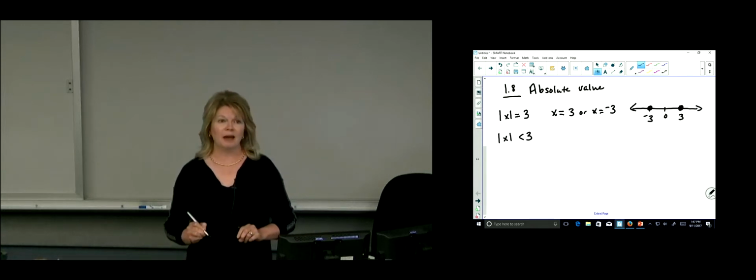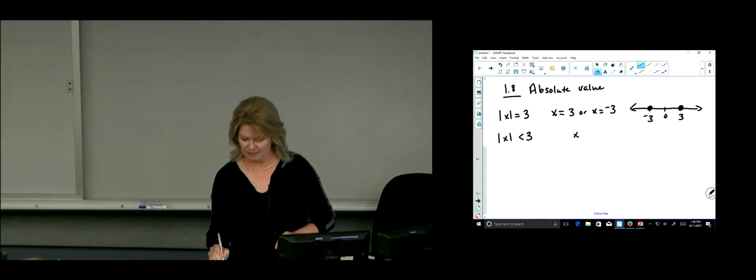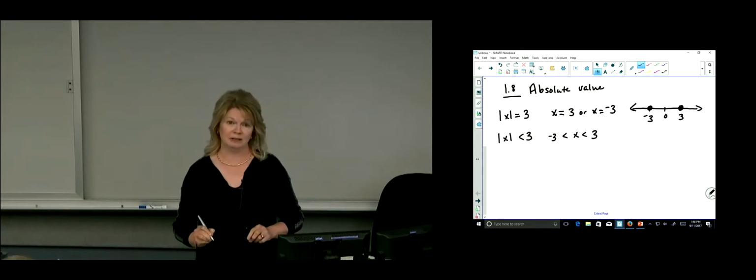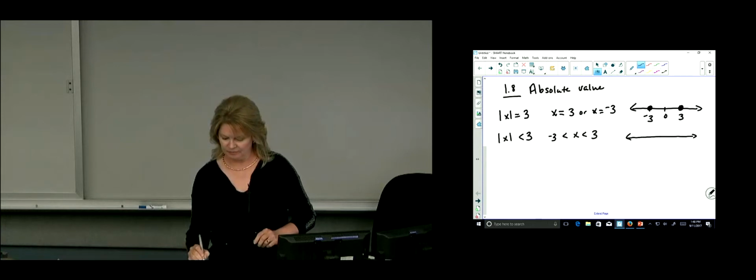If I had the absolute value of x is less than 3, that means I want all the points that are less than 3 units away from 0. This is my between. This would be all the x's between negative 3 and positive 3. Notice that I'm using open circles there.